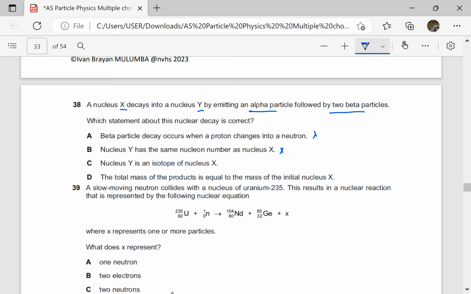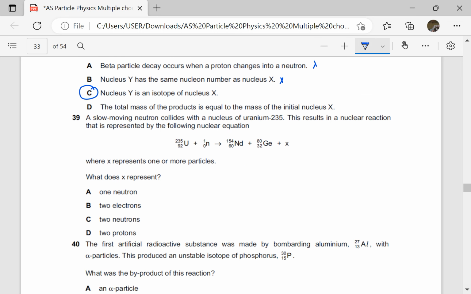Nucleus Y is an isotope of nucleus X. That is true. The alpha particle reduces the proton number by 2. The 2 beta particles increase the proton number by 2. So the total number of protons will go back to the same as those of X. So nucleus X and Y are isotopes, or nucleus Y is an isotope of nucleus X. Total mass of the products is equal to total mass of the initial nucleus X. That is not true.